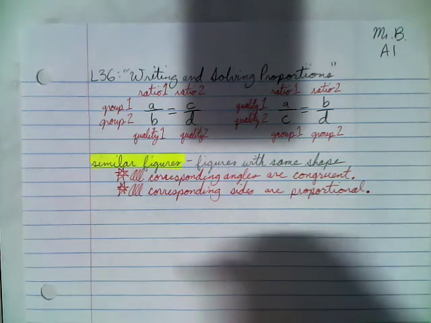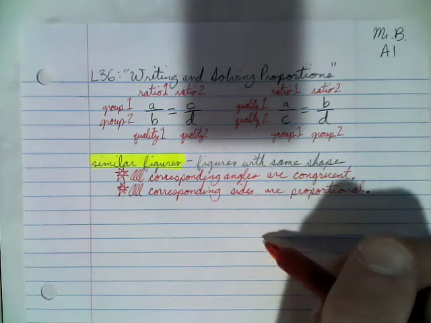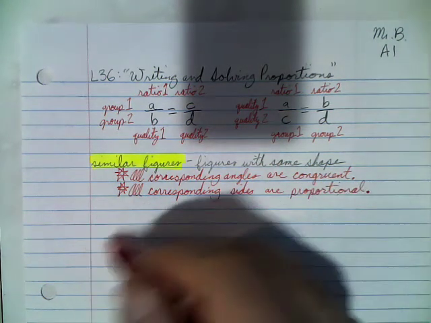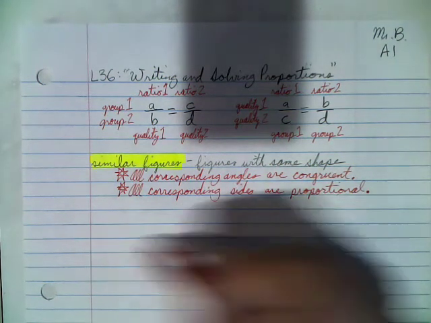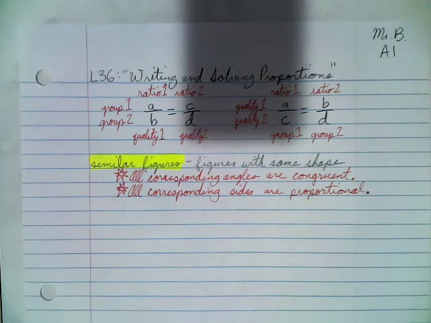So from one figure to another, if one side of one figure is twice as big as its corresponding side, then all the sides of one figure will be twice the size of their corresponding sides in the other figure.